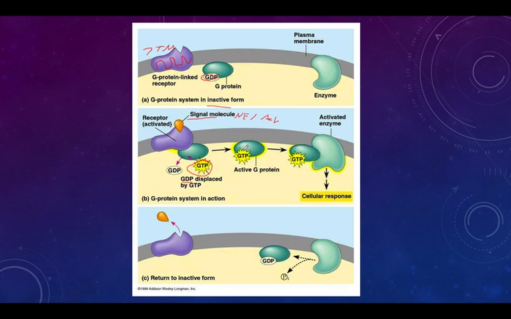the active G protein goes and binds this enzyme, activates the enzyme, and we have a cellular response. And then after everything's done, we have a displacement of the signal molecule and a return to inactive form with the GDP. So in active form, GTP is bound. Just remember that.